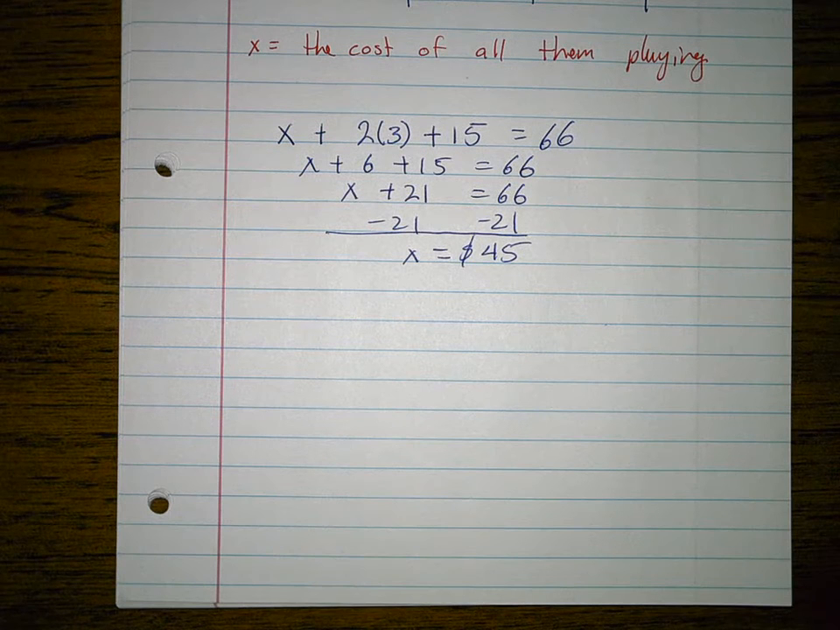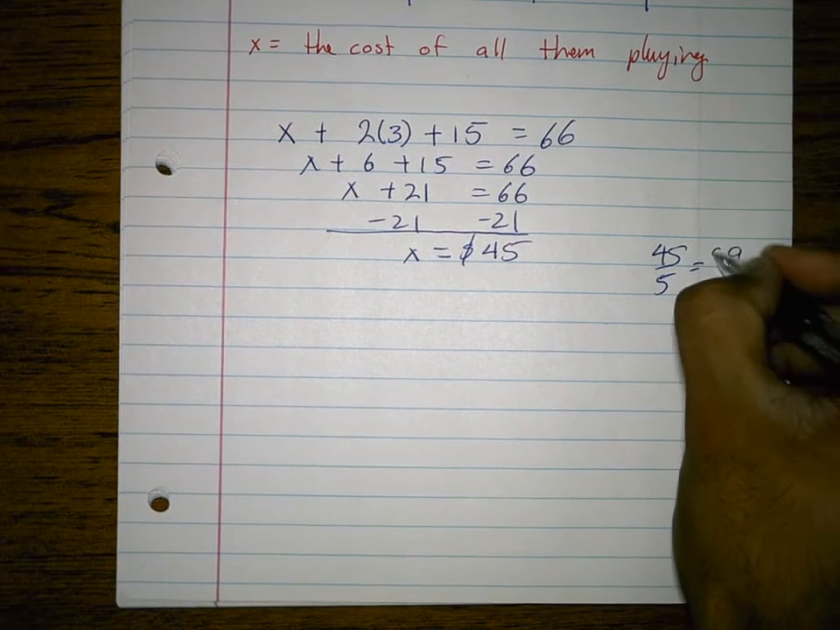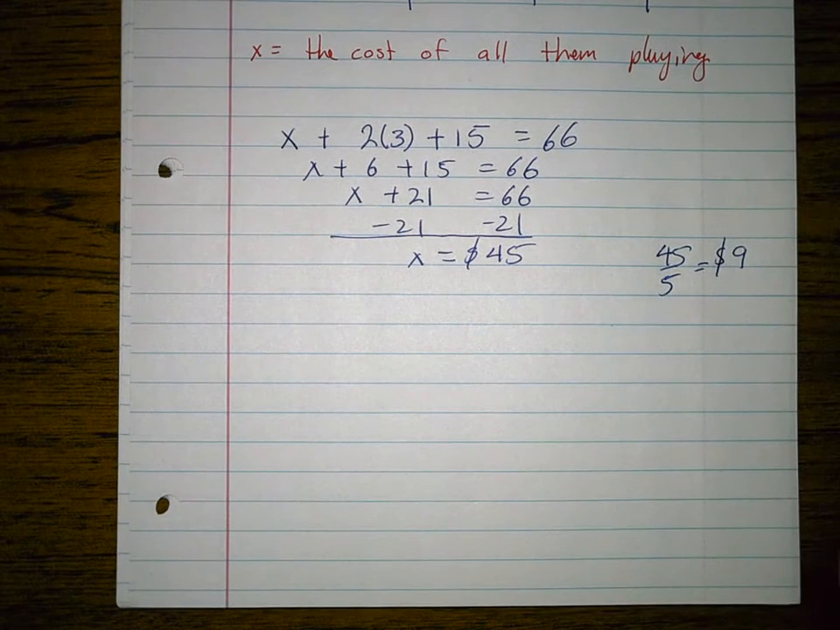There was 5 of them, so if I wanted, individually they each paid 9. I could do 45 divided by 5, and that'd be $9 each. But I just figured out what the total cost was.